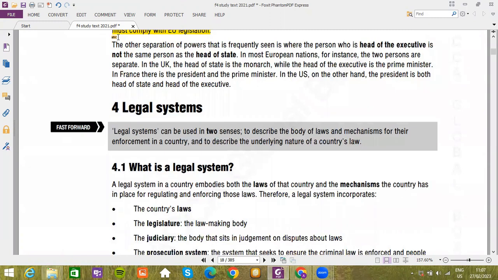Now, the other separation of powers that is frequently seen is where the person who is head of the executive is not the same person as head of state. Get it? The head of the executive is a different person and the head of state is a different person.